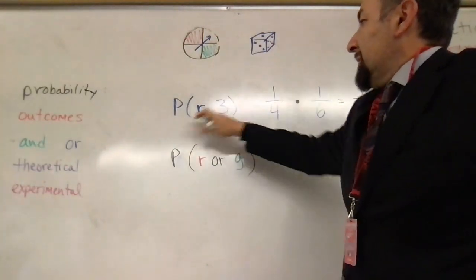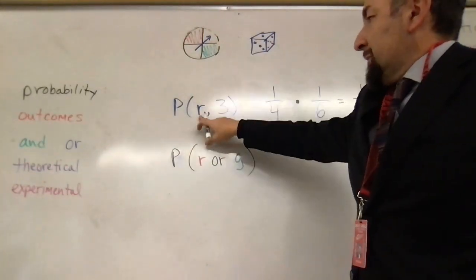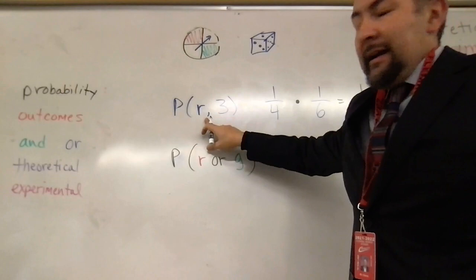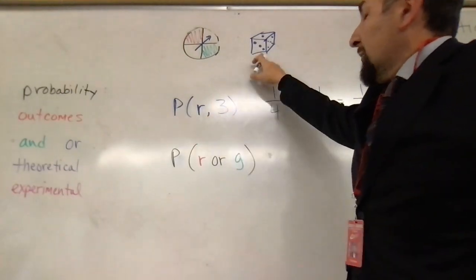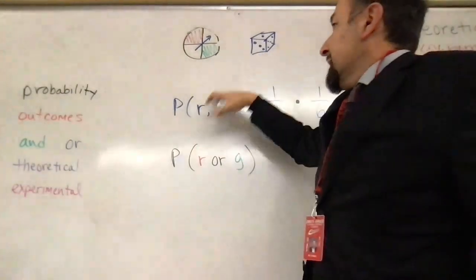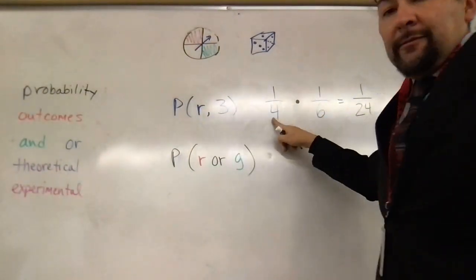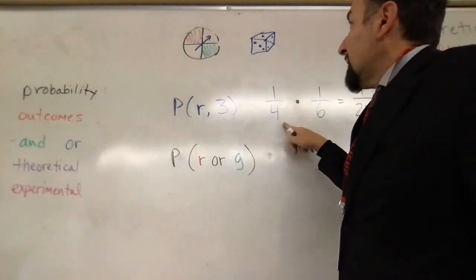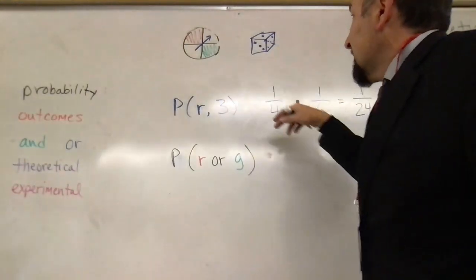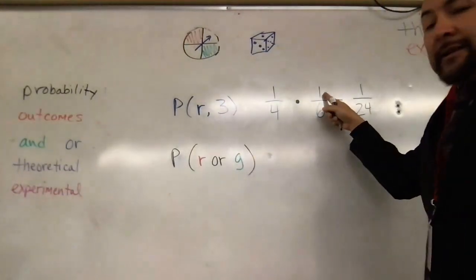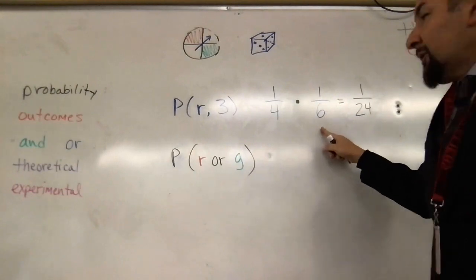So here, the probability of spinning the spinner and landing on red, and rolling a 3. We look at the probability of each one. Probability of spinning red, there is 1 red out of 4 total outcomes. So 1 out of 4 for spinning red. Rolling a 3, there is 1 three out of 6 total outcomes.